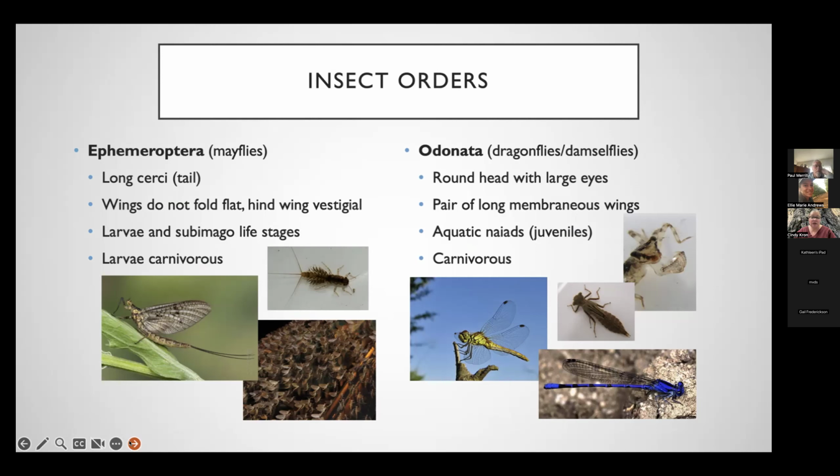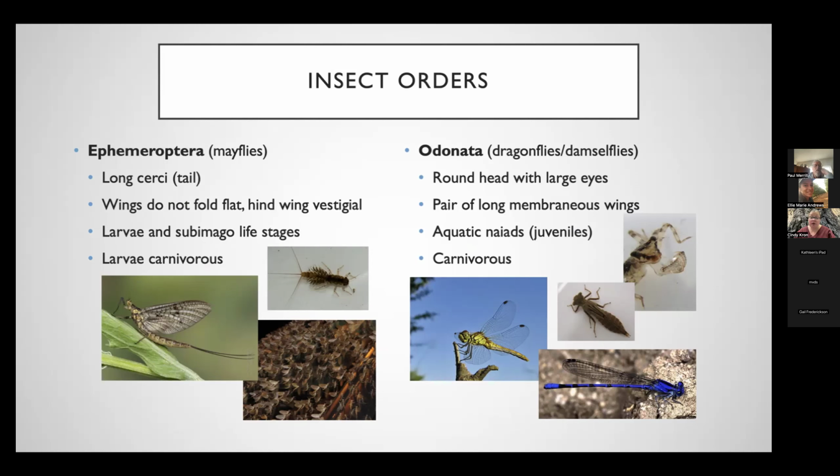Odonata is your dragonflies and damselflies. These two, their larvae are aquatic. You can see the larvae in the photo here in the middle. You'll find these in water, and they're pretty chunky, with damselflies being similar, but not as chunky as your dragonfly larvae. They have round heads with very large eyes, and the adults have long membranous wings. Again, the larvae are aquatic and carnivorous.